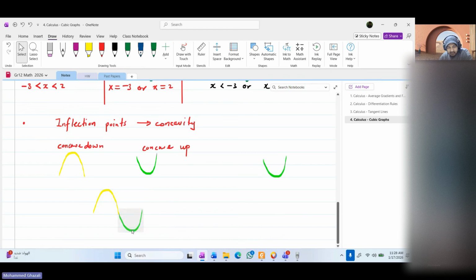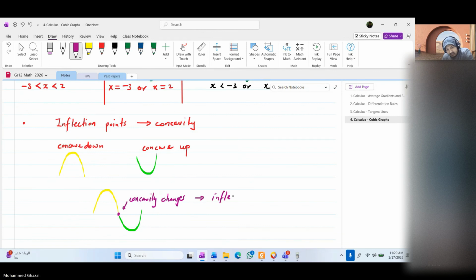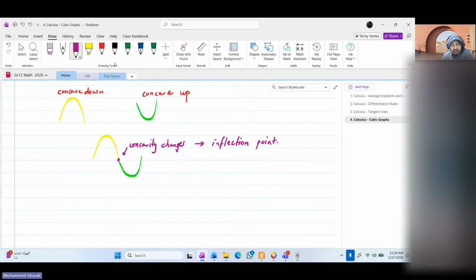And if I mix both, see what's happening. See where this point is. Watch this point here, this point over here where the concavity changes. This is the point where the concavity changes, and this point is called the inflection point. Now, how do we find the inflection point?